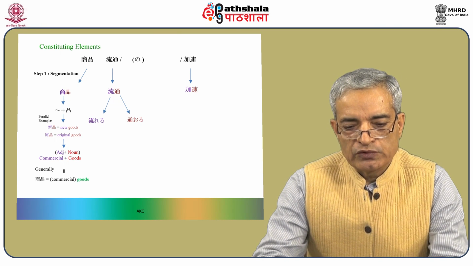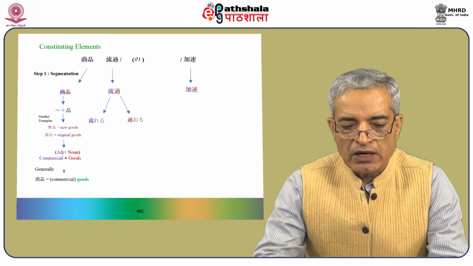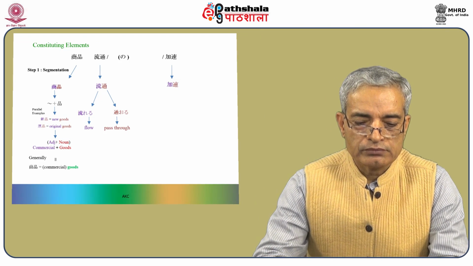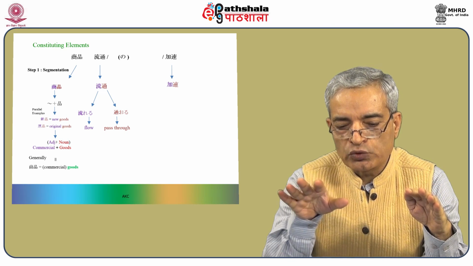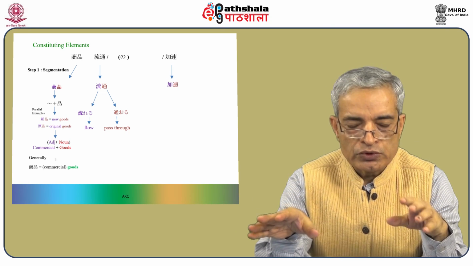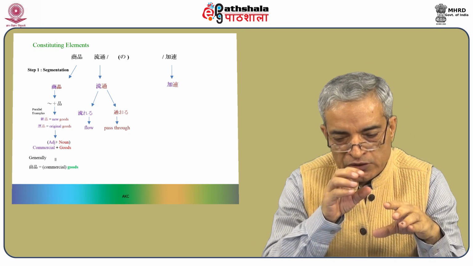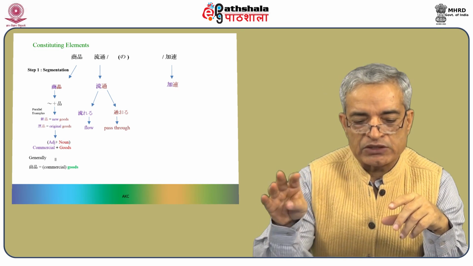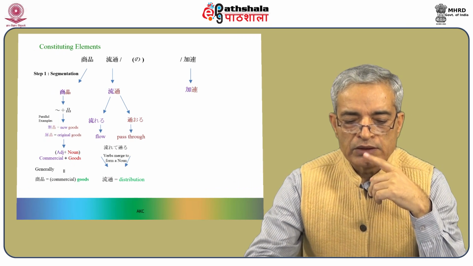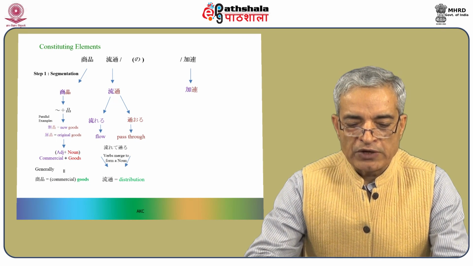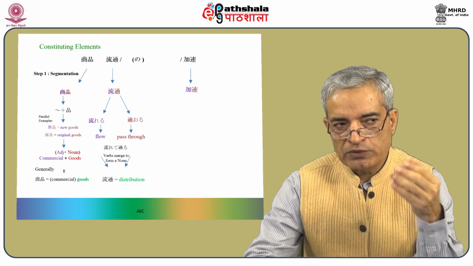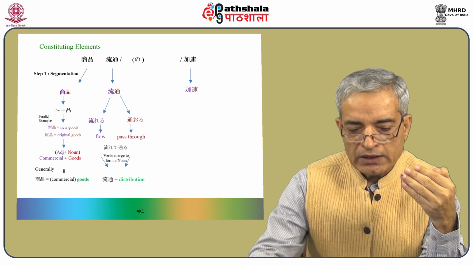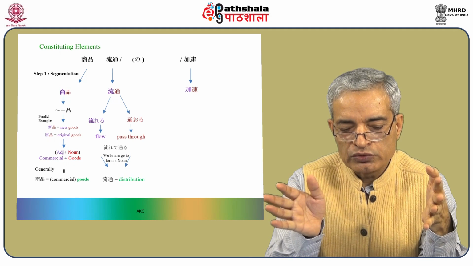Then ryutsu, it has got two verbs, nagareru and toru, and in the nagareru toru, nagareru stands for flow and toru means pass through. So something flows, and by flowing, it passes through. So the two merge, nagarete toru, and gives distribution. Distribution means it is flowing and then it is passing through, so distribution.